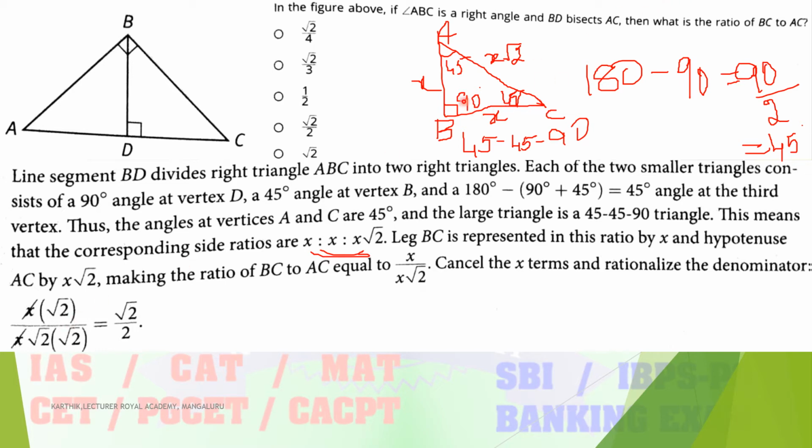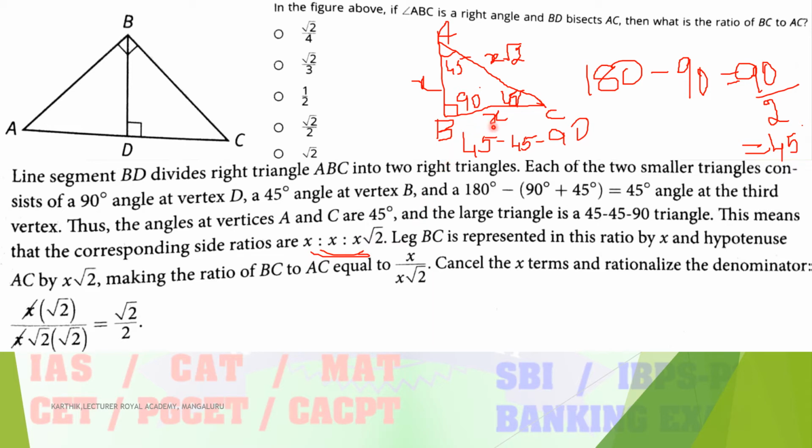I hope all of you understood. So 45 degrees, 45 degrees, 90 degrees. For 45 degrees, this relation is x, again 45 is x. For 90 degrees, x square root of 2. So opposite to this angle of 90 degrees is x square root of 2. Then opposite to 45 degrees, that is nothing but x, and opposite to the other 45 degrees, that is x.